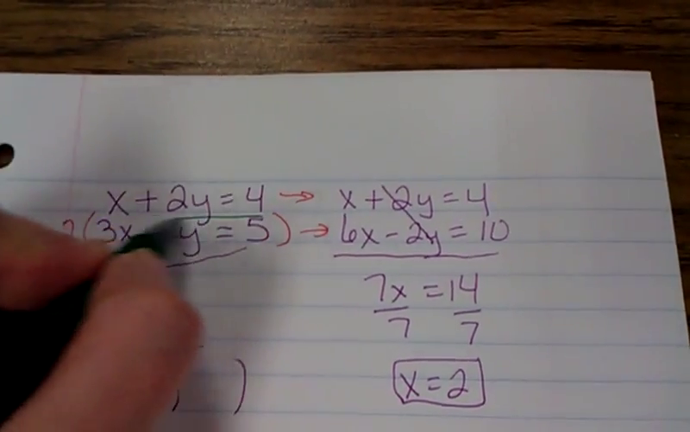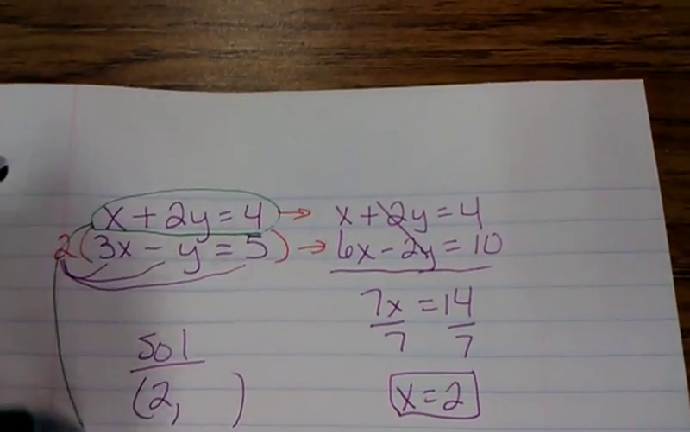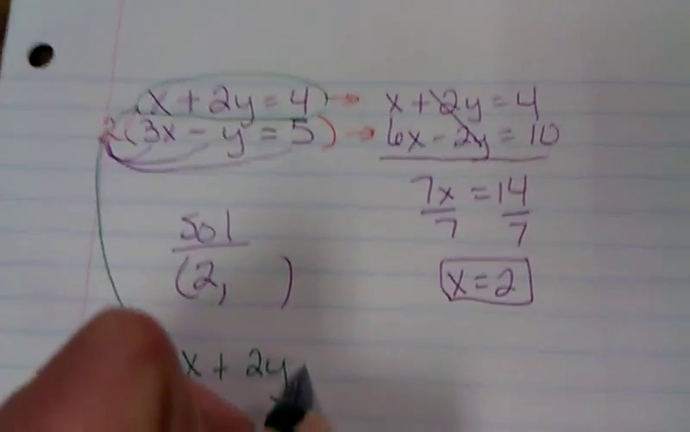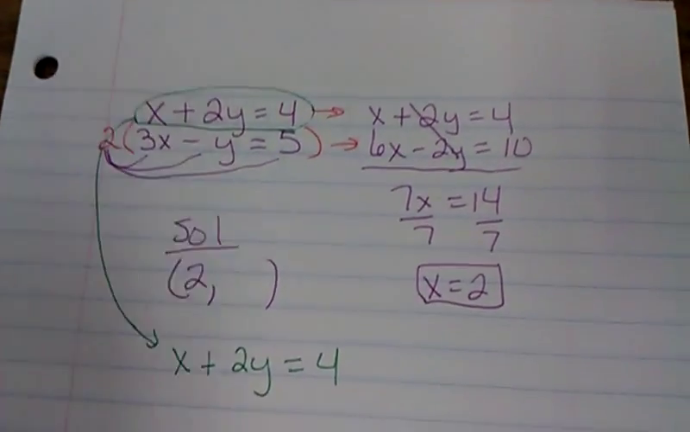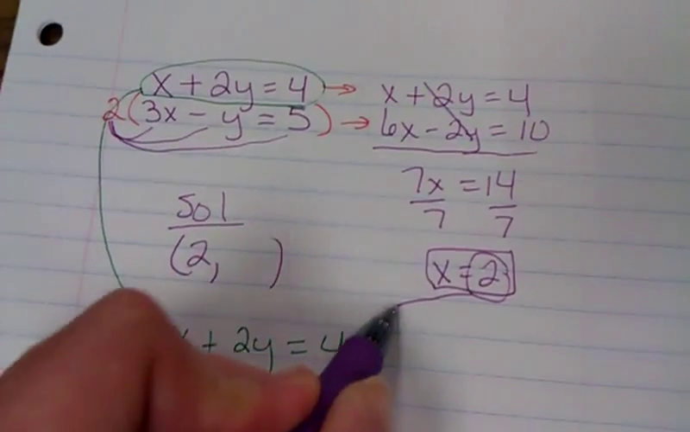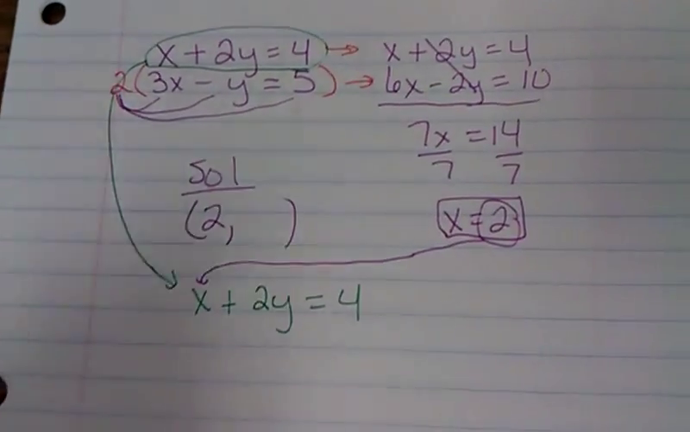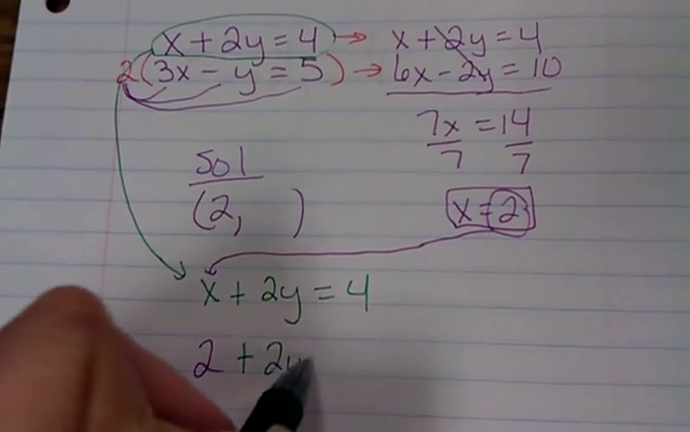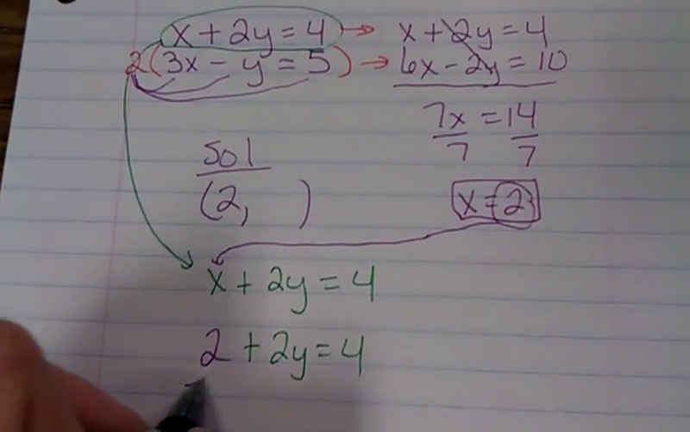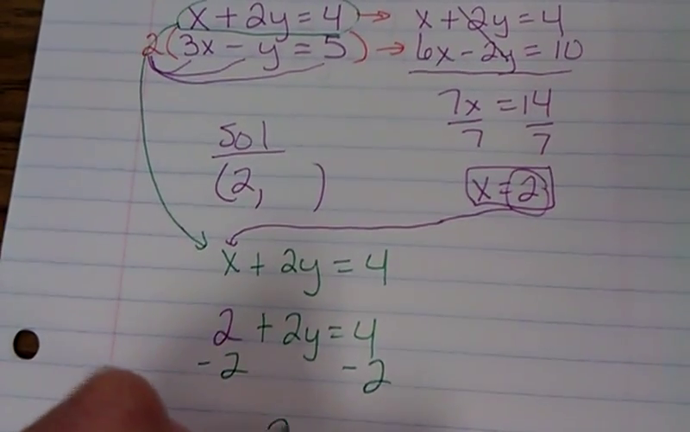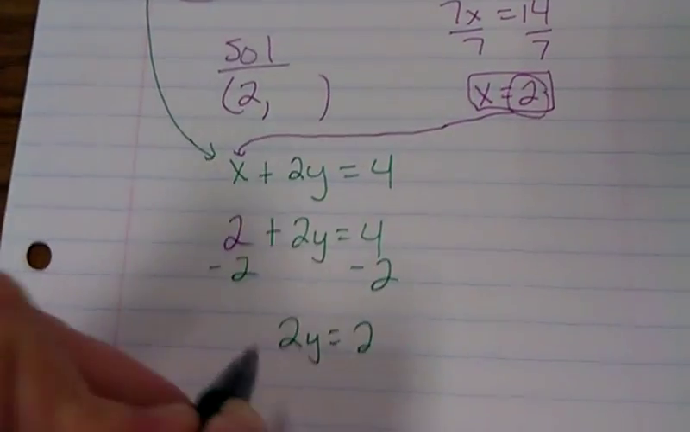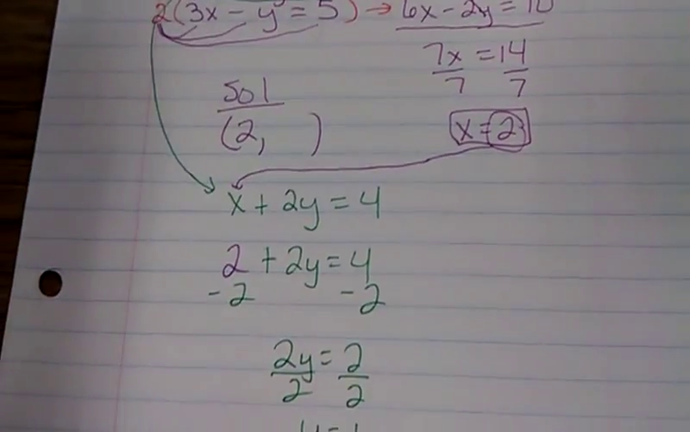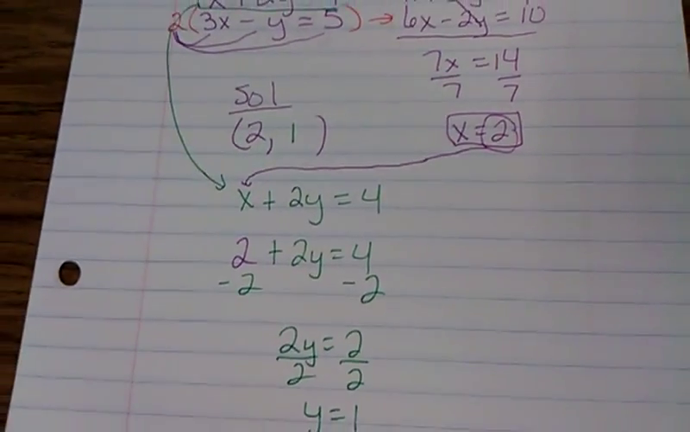I'm going to take this top equation up here. Doesn't matter which one again. I choose that one because there's no negatives. X plus 2y equals 4. If x is 2, I'm going to take this over here and substitute it in for x, and I get 2 plus 2y equals 4. I'll subtract 2 from each side. 2y equals 2. Divide by 2. Y equals 1. So my solution is 2, 1.